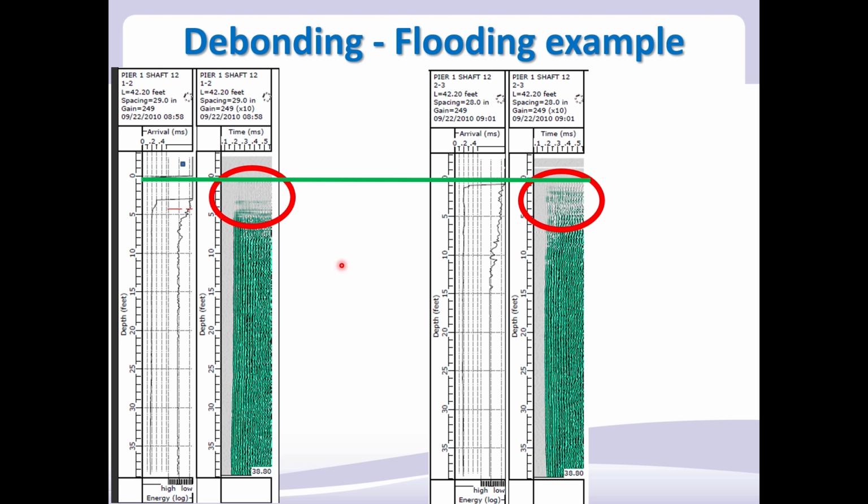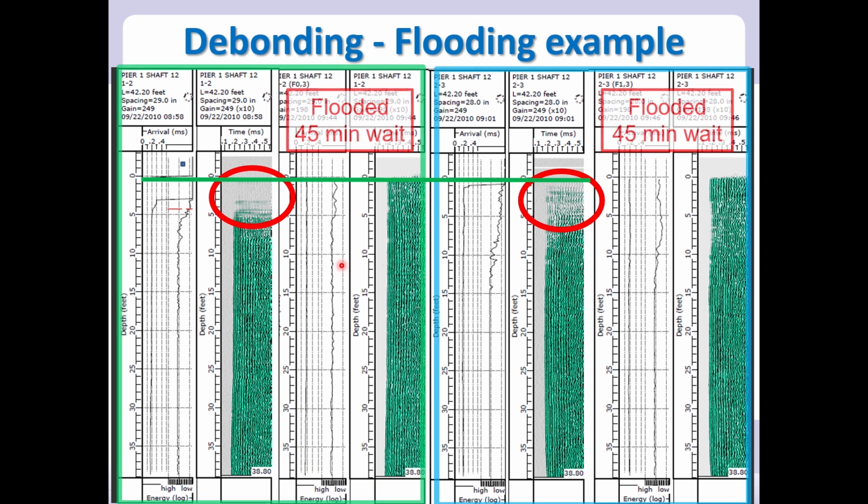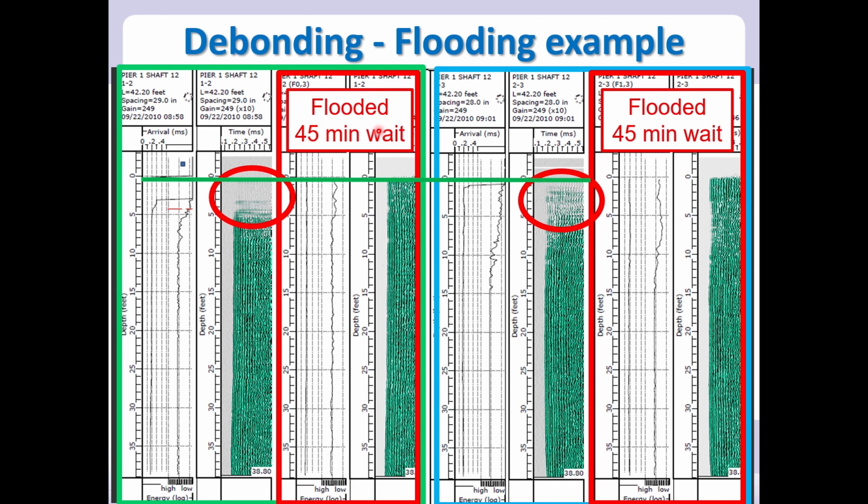If we flood the top of the shaft, we build a little dam around the outside, pour water on there, let it sit for a while, come back and retest. So after 45 minutes of waiting time, it allows the water to seep down the gap between the tube and the concrete, and it has restored the path so that the signal can cross, and we see good quality concrete again in all of the profiles.